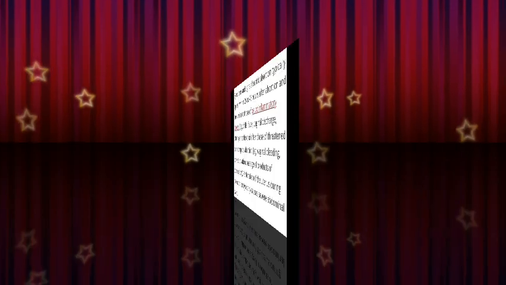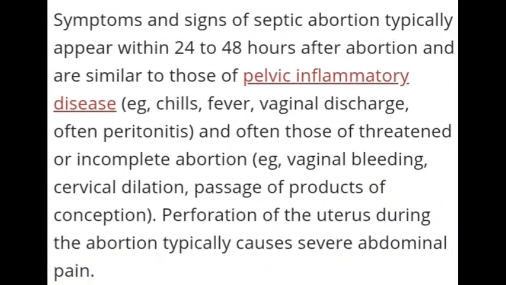Signs and symptoms of post-abortal sepsis. Symptoms and signs of septic abortion typically appear within 24 to 48 hours after abortion and are similar to those of pelvic inflammatory disease: chills, fever, vaginal discharge, often peritonitis, and often those of threatened or incomplete abortion, such as vaginal bleeding, cervical dilation, and passage of products of conception.